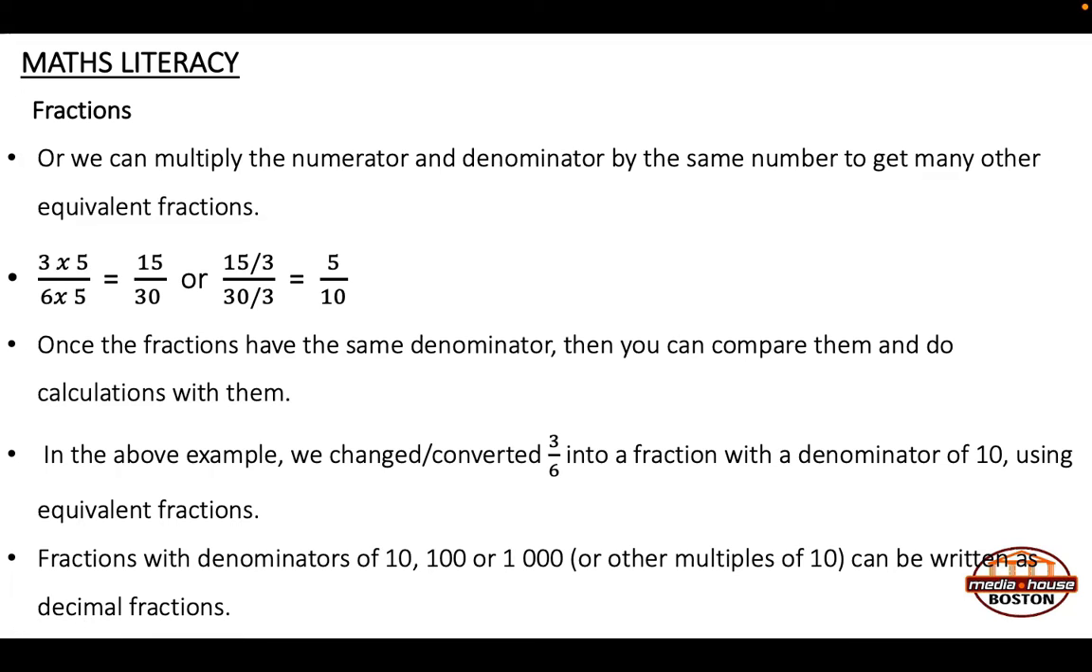So fractions with denominators of 10 or 100 or 1000 or multiples of 10 can be written as decimal fractions. So it means that decimal fractions have a denominator of anything that is a multiple of 10, not multiplied by 10, multiples of 10. Questions?